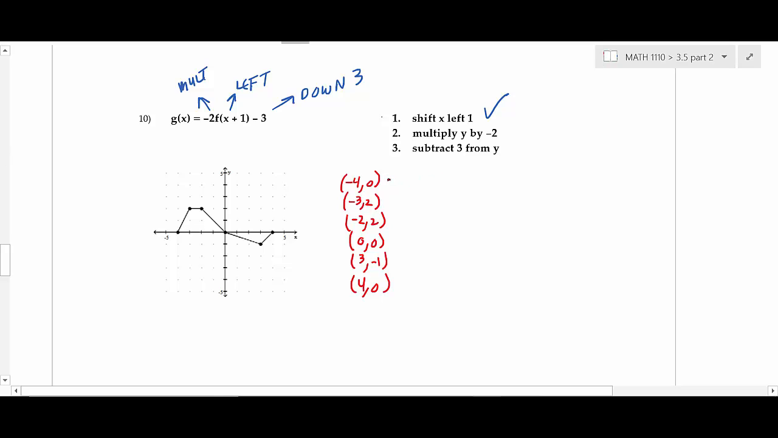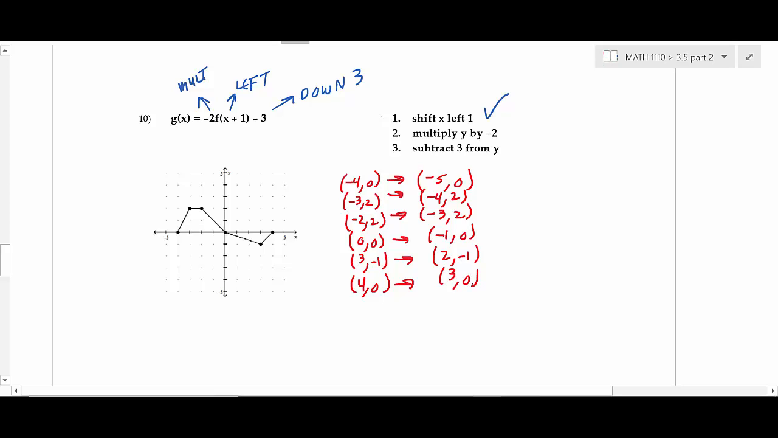I'm just going to start by taking everything to the left 1. Now I'm just going to do it this way, but again, you can bypass this. So that would be -5, 0. The next one would be -4, 2. -3, 2. -1, 0. 2, -1. And then 3, 0. So I just made all the x values go down 1.